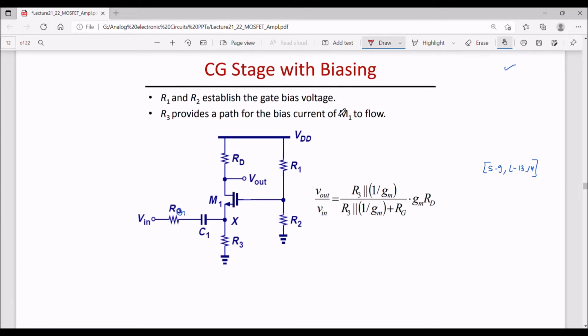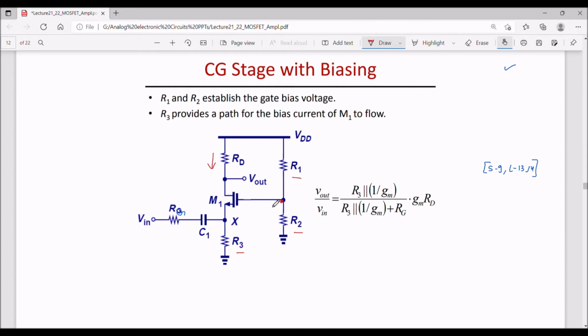Now this common gate stage can be biased via the voltage divider scheme using R1, R2, and R3 here. R1 and R2 will establish a potential at the gate, and R3 will provide a path for the bias current through M1 to flow. Sorry, bias current, not base current. Bias current means ID.